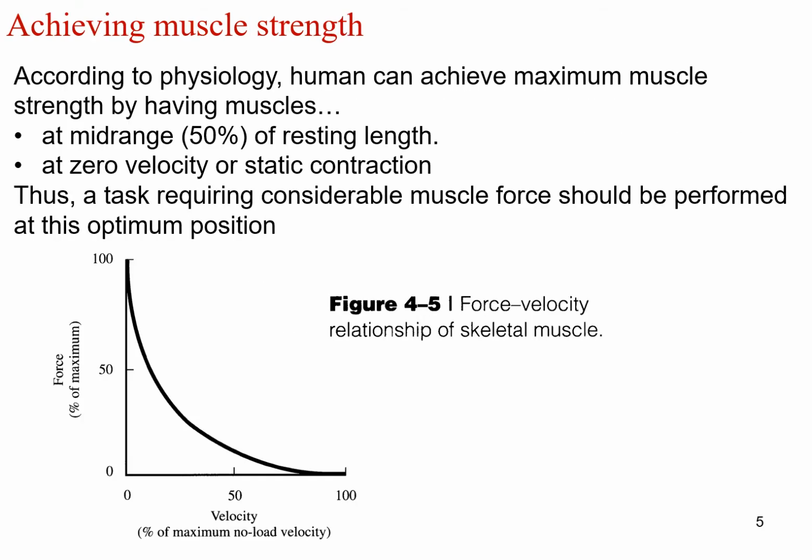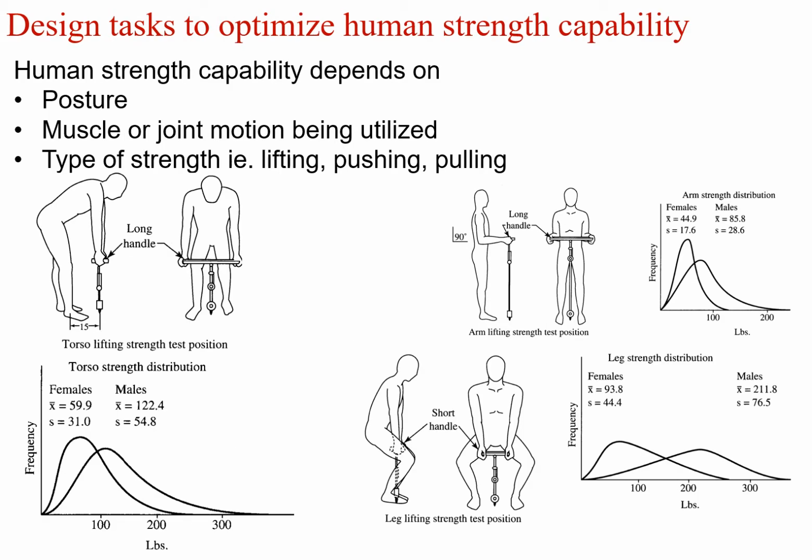According to physiology, humans can achieve maximum muscle strength by having muscles at mid-range of resting length and at zero velocity, or static contraction. Thus, a task requiring considerable muscle force should be performed at this optimum position. The higher the speed of the task, the less muscle force we can use. Work tasks should be designed to take advantage of this knowledge.